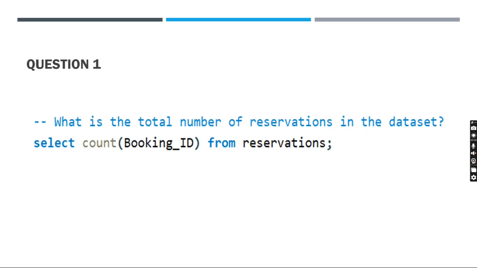So for the first question, it says what's the total number of reservations in the dataset? So plain and simple, we just select the count of all the records or the booking ID because it's the unique identifier from the table reservations.